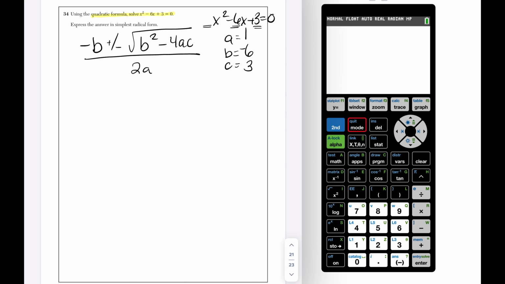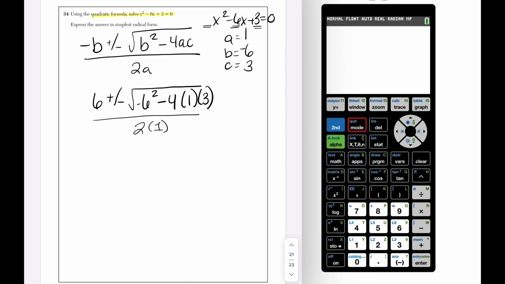So now I'm just going to go right back into this formula, and I'm just going to substitute. So instead of -b, if b is -6, my -b is just going to be +6, so plus or minus the square root of b. So -6 times -6 is 36. Actually, let me put it in as the way we had it over here. So -6 squared minus 4 times 1 times 3, all over 2 times 1, because our a is equal to 1.